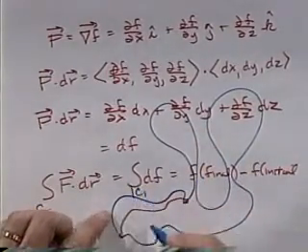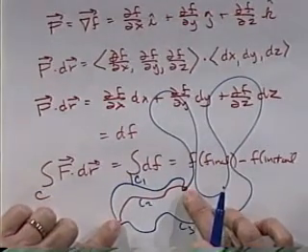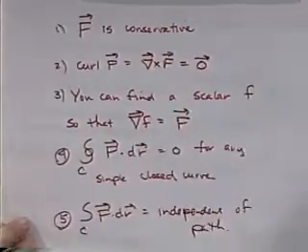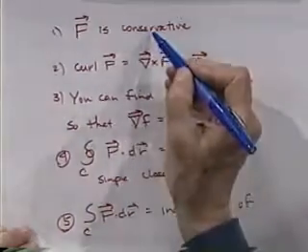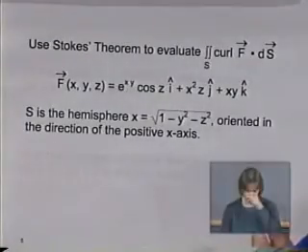This is curve 1, this is curve 2, this is curve 3. As long as they start and stop at the same endpoint, you're going to have the same integral. Okay? So this is important to realize that these 5 things are equivalent. So if you have one of them, you have all the other 4. And they can be very helpful, especially if you're in science and physics or engineering.